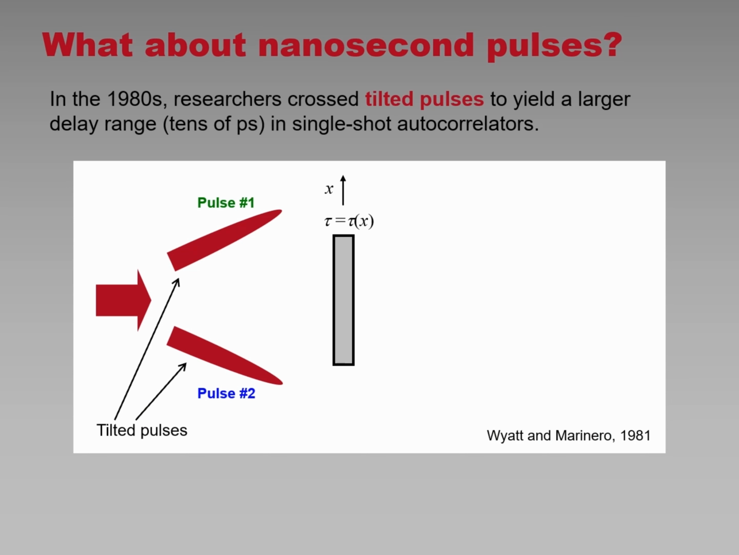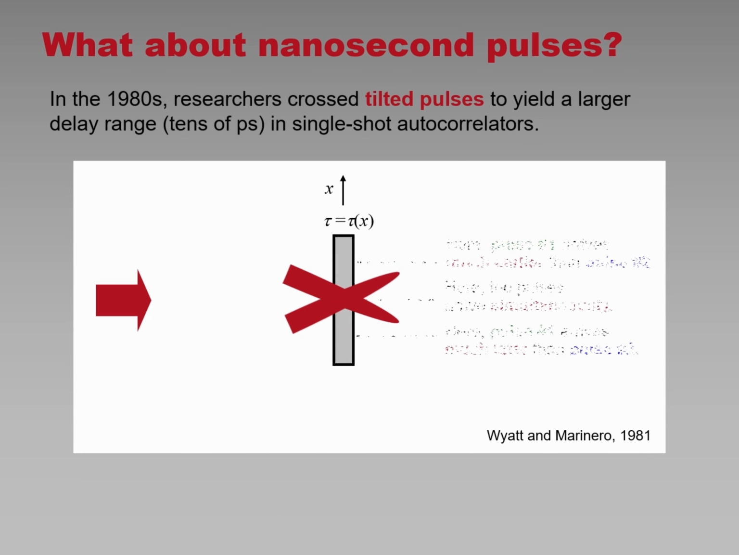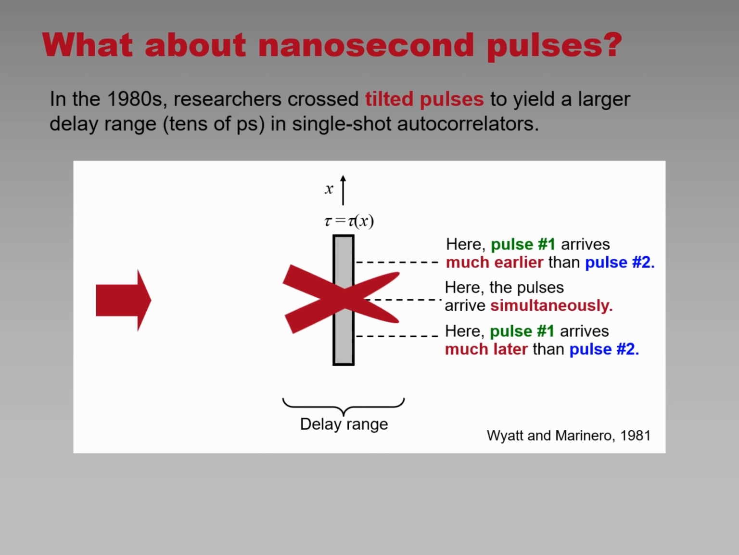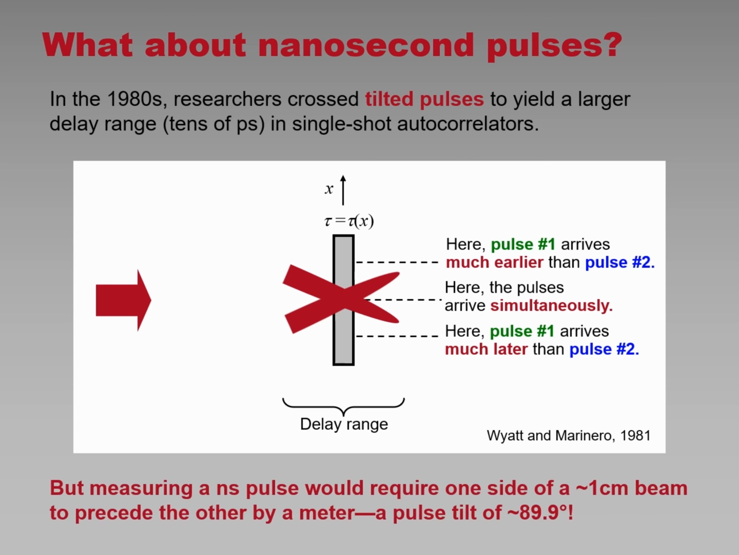Interestingly, measuring short, femtosecond pulses is easier than measuring longer ones. As we've seen, longer pulses require longer, often impractical delay ranges. To solve this problem in the 1980s, when many pulses were in this range, researchers introduced tilt into the pulse to be measured and built autocorrelators accordingly. In this way, they could cross two tilted pulse replicas to yield a much larger delay range in single-shot autocorrelators, and were able to measure pulses tens of picoseconds long on a single shot. But measuring a few nanosecond pulse would require one side of a 1 centimeter beam to precede the other by a few meters. This corresponds to a pulse front tilt of 89.9 degrees. This seems quite impractical.